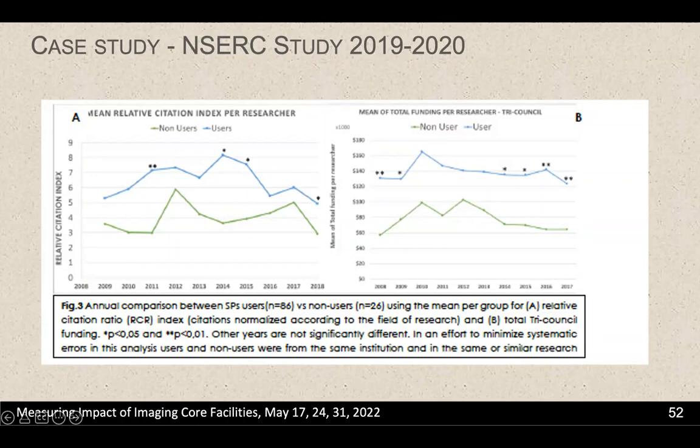The same was demonstrated with grants. The mean of total funding for researchers with a Tri-Council, which are the funding bodies in Canada, was a much higher amount of money than for those who were not users of platforms. So it's preliminary information. We need to dig more into that, but it is pretty striking, I think.